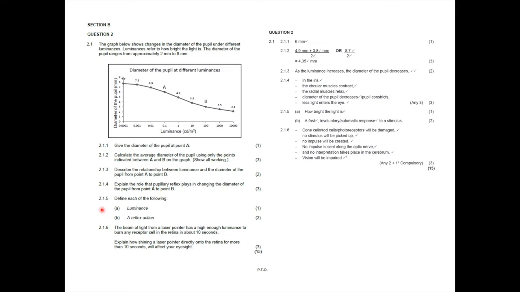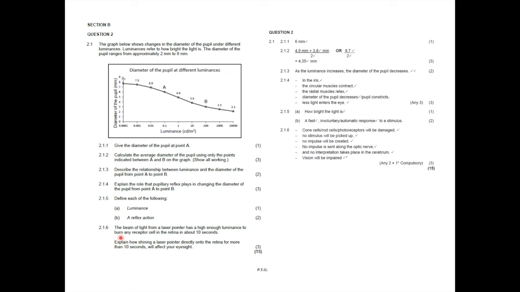Right. 2.1.5. Define each of the following. A: Luminance is how bright the light is. That is already given here in the text. B: What is a reflex action? We know it's a fast, automatic, involuntary response to a stimulus. So you must have the word fast or rapid response to a stimulus.